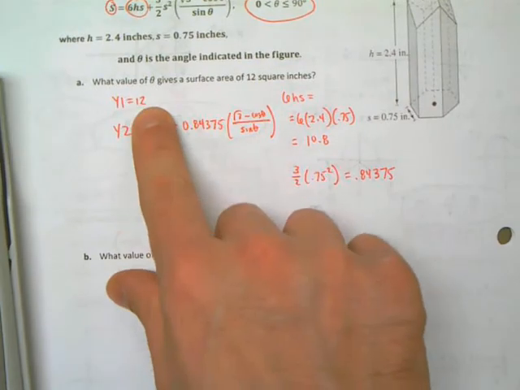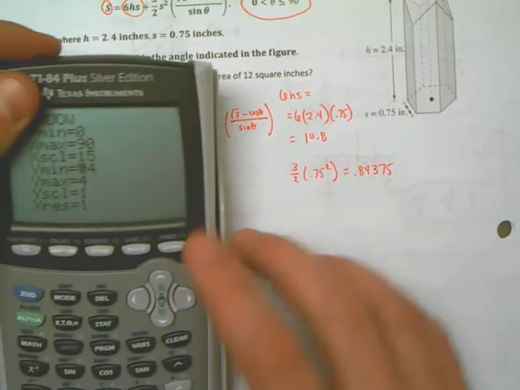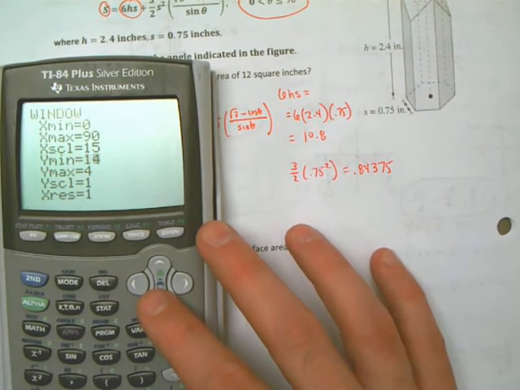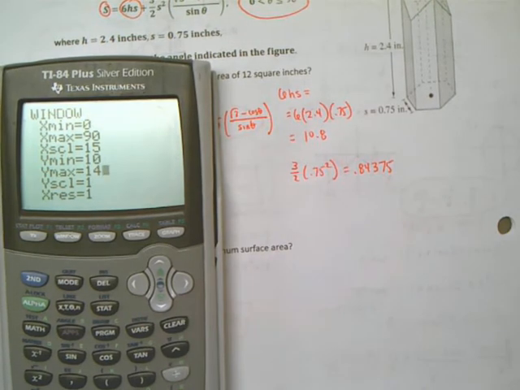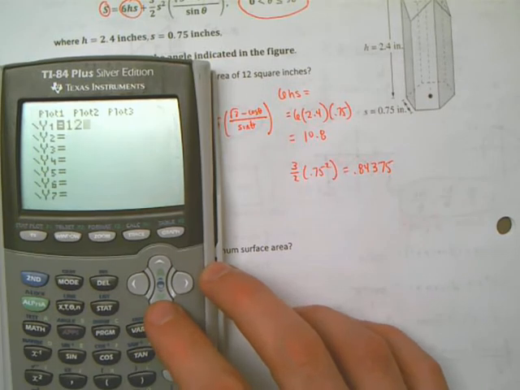I don't care. And as far as surface area goes, since that's the y, I need to make sure I have at least 12 here, right? So maybe I'm going to go like, I don't know, 10 to 14 or something like that. Just a little bit above and below 12. That's why I chose those values.